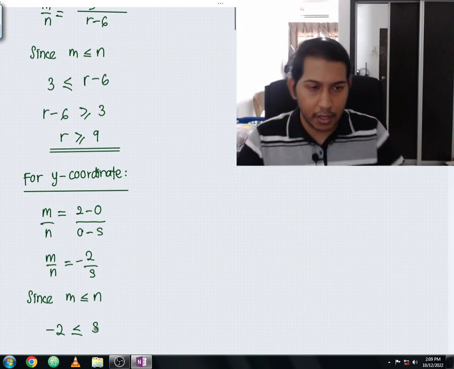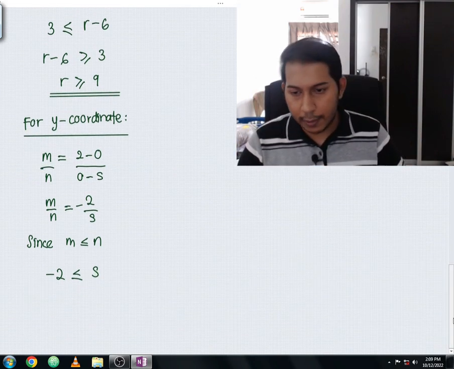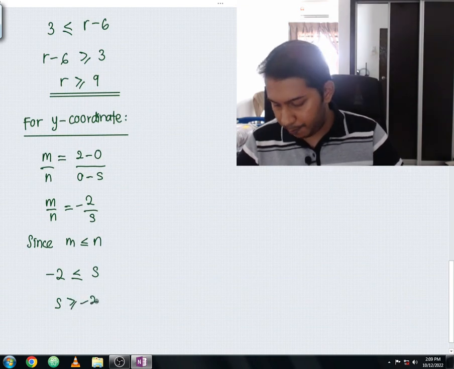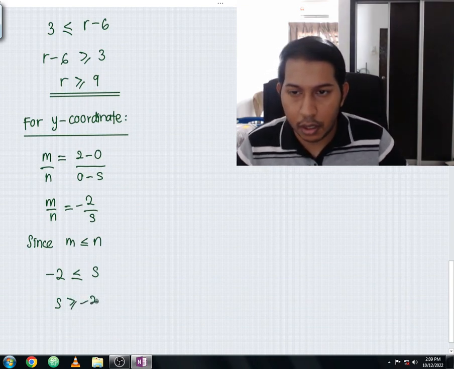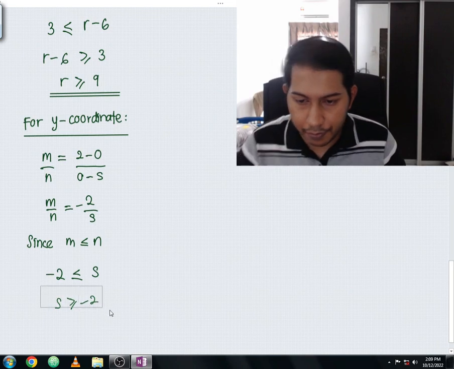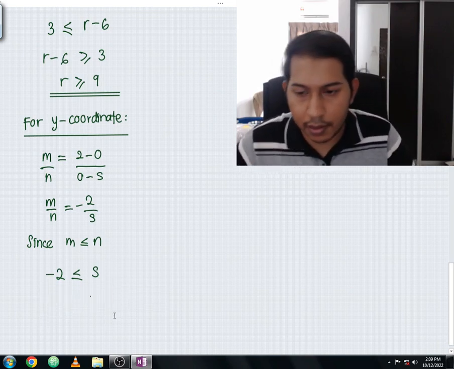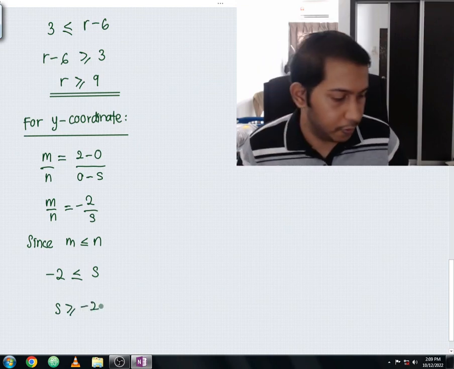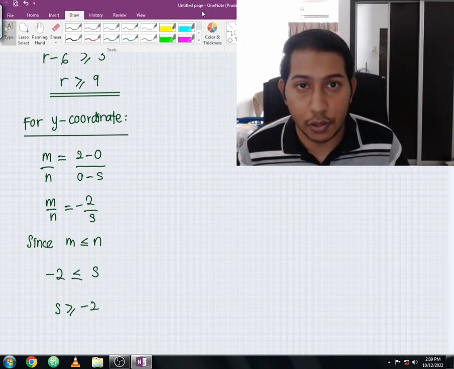Okay, so since negative 2 is less than equals to s, so s will be more than equals to negative 2. So we just swap the location of the inequality. So this will be your answer for the range of the s, where in this case s is more than or equals to negative 2. Okay, let me underline the solution.